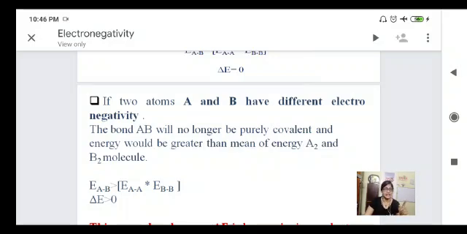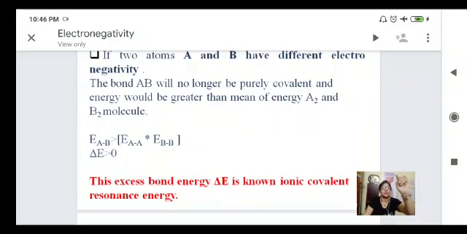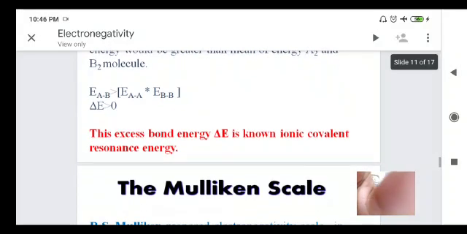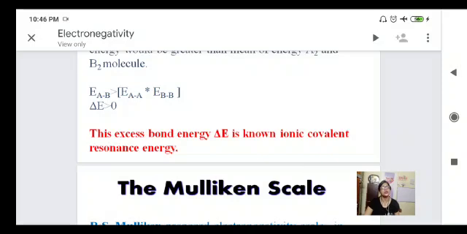That is, the bond energy EAB is greater than EAA plus EBB by 2, that is, delta E is greater than 0. This excess bond energy delta E is known as ionic covalent resonance energy. I repeat, this extra energy delta E is not equal to 0, it is greater than 0, and that extra bond energy is known as ionic covalent resonance energy.